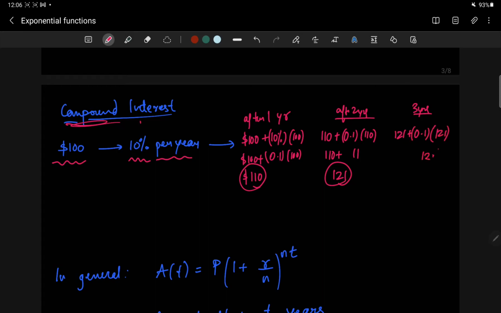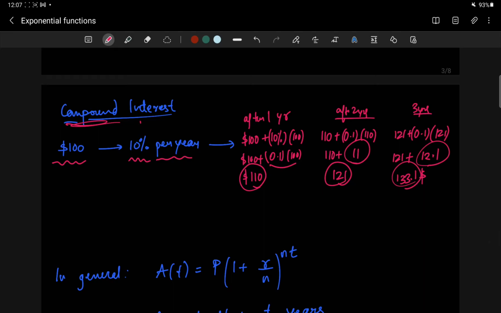After 3 years, now you get the interest on the 121. So now your interest is 12.1, right? So you get $133.1. So the way compound interest works is every time the interest that you earn is going to increase, right? Because you're now earning interest on a larger sum than you did before. So that's the basic idea of compound interest.